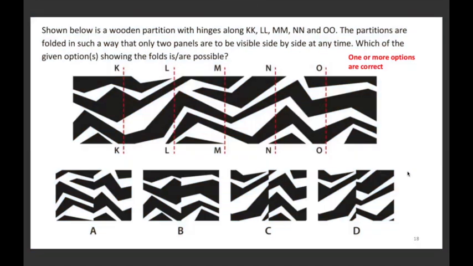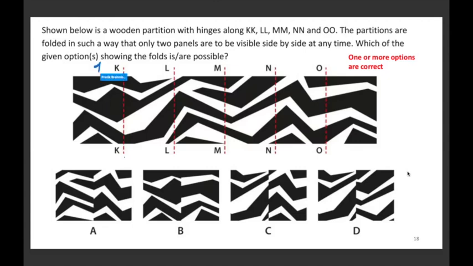Shown below is a wooden partition with hinges along K, L, M, N, MM, NN, and OO. These red lines are hinges, which means that the wooden partition can be folded. The partitions are folded in such a way that two panels are visible side by side at any time. Which of the given options showing the folds is or are possible? One or more options are correct.